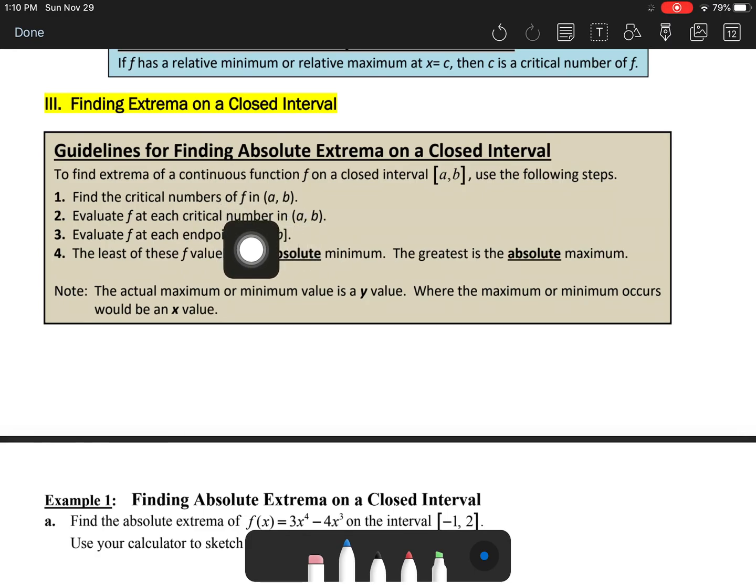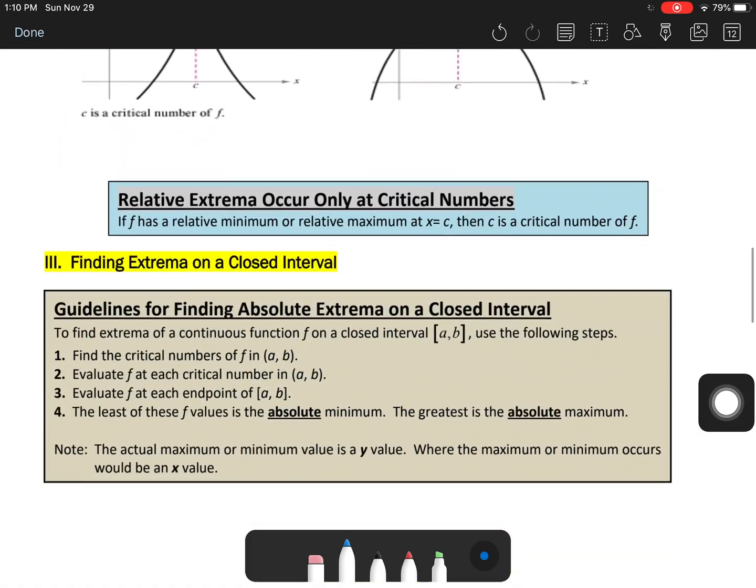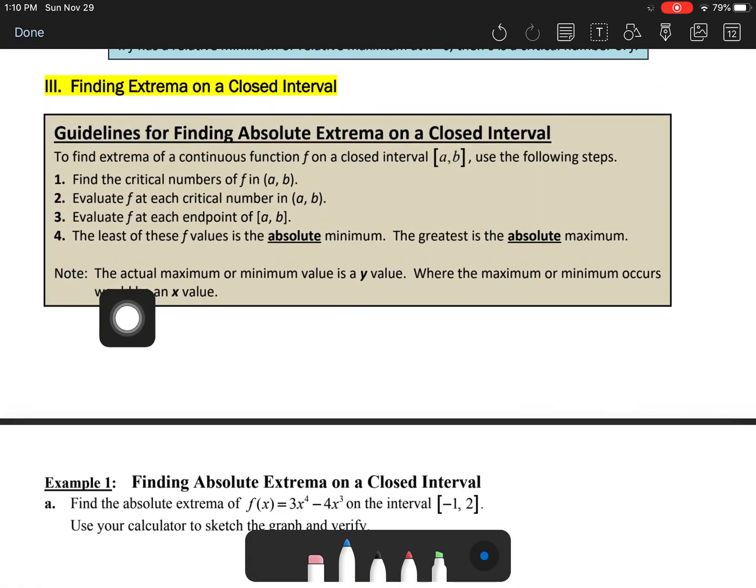Okay, so whatever you found there, you have to evaluate those, and then evaluate each endpoint, because remember, extrema can occur at endpoints on a closed interval, right? The least of these values is the absolute min, and the greatest is the absolute max, okay? And they just make a statement here. We refer to the mins and maxes by the y-coordinates, right? So just some of the language there. The absolute min, that's the y-coordinate, occurs at the x-coordinate where it occurs.